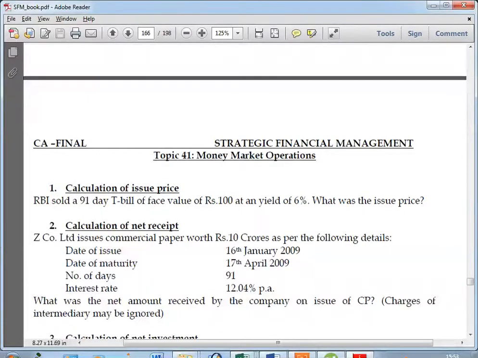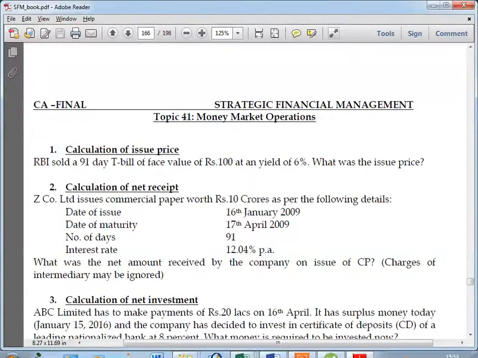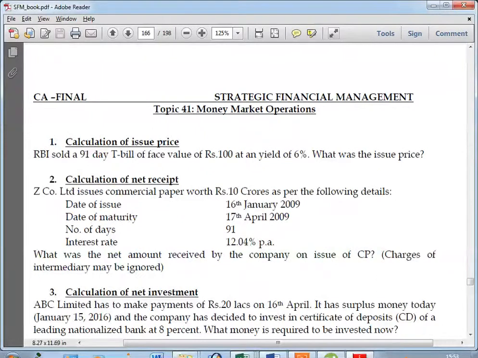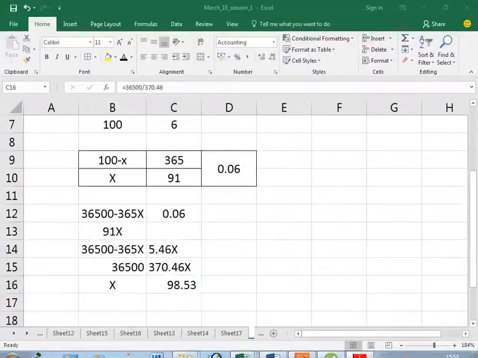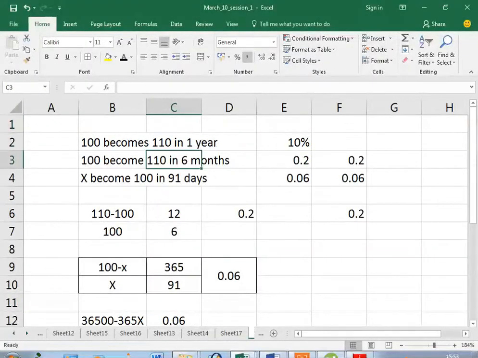Any doubts on this? Can we proceed? No need to remember the formula, just understand the logic. The logic was built in from here. 100 becomes 110 in 6 months, we wrote 0.2. X becomes 100 in 91 days, 0.06.